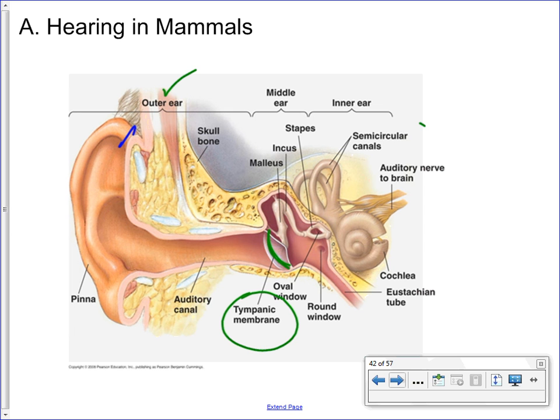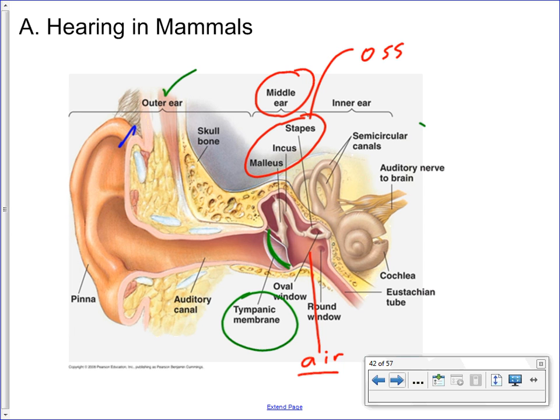So in the middle ear, as it's identified here, it is still going to be air, or should be air. It's in the middle ear that we have three different bones, the tiniest bones in your body. They are referred to as the malleus, the incus, and the stapes. You do not need to know those individual names, but you should know collectively they are referred to as the ossicles.